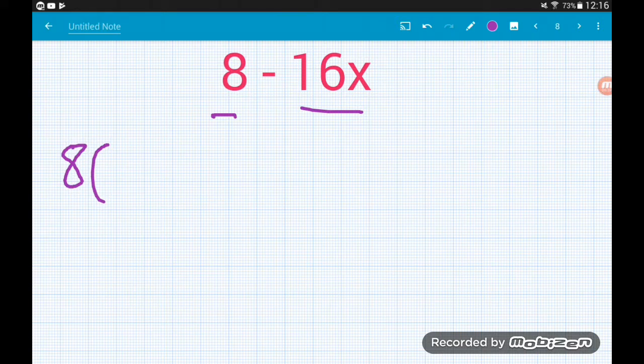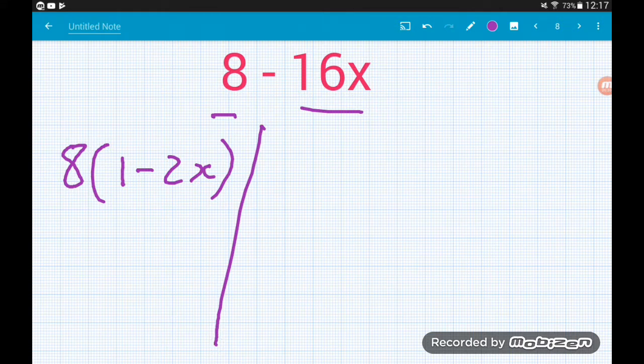So then 8 divided by 8 is 1. And then minus 16x divided by 8 is minus 2x. So our answer is 8 lots of 1 minus 2x. Again, let's pretend that we couldn't spot that 8 was our biggest common factor.